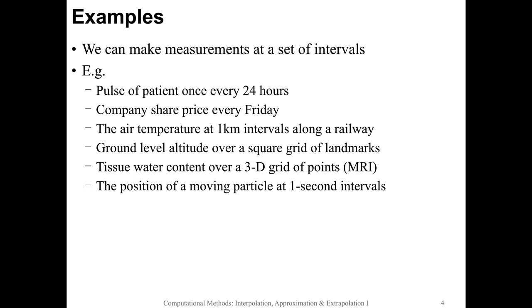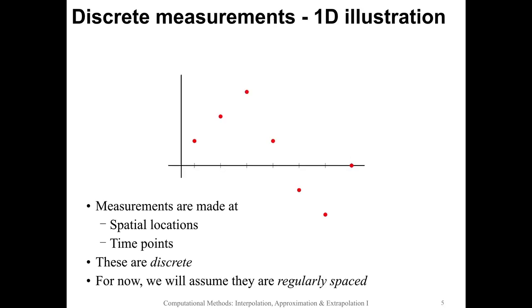Or if we're taking an MRI image, we might tune the MRI scanner to measure tissue water content over a 3D grid, and to provide us with a 3D image of, say, somebody's heart or brain. Or we might measure the position of a moving particle every 1 second or so. The thing about these data is that necessarily they are all discrete measurements. They happen at fixed intervals in time. And we can illustrate that here.